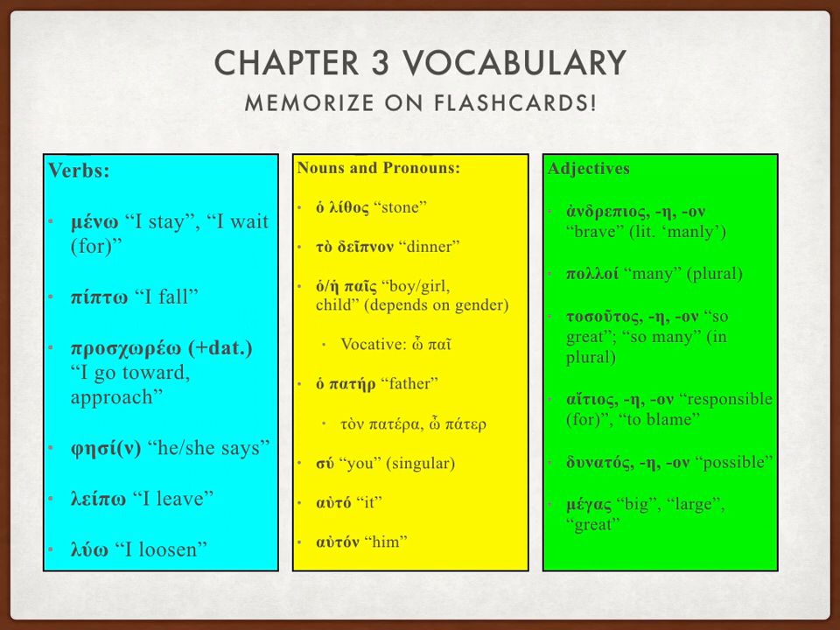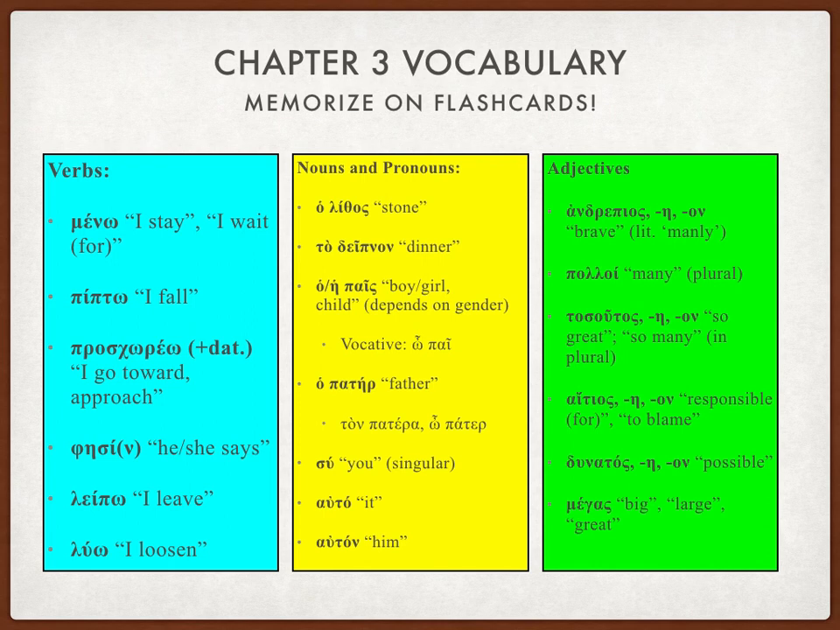Phesi is the third person singular form of to speak or say, a different form from lego. Phesi or phasin means he or she says. We probably won't have a thing speaking, so we can assume it's he or she. Leipo means I leave. Leipo, I leave. And finally, luo, I loosen or untie something. We'll see that there's a lot of unbinding for oxen and stuff in the story. Luo, I loosen.